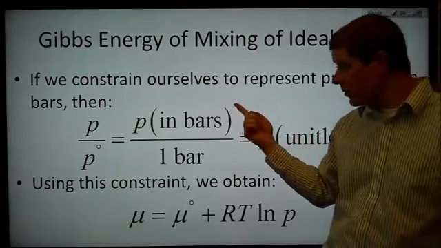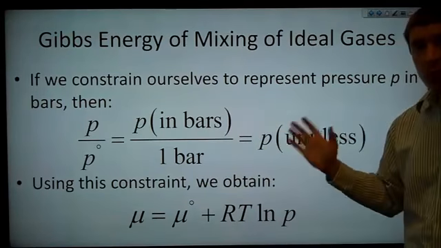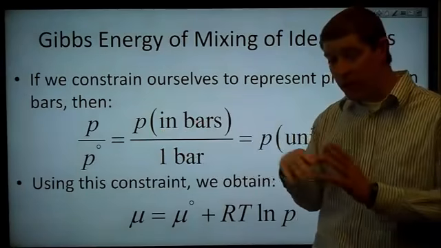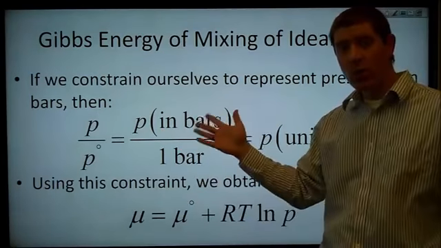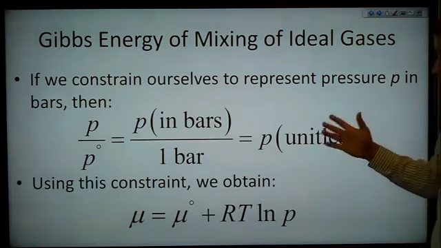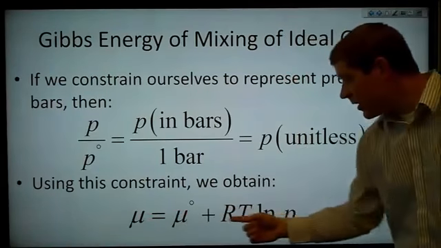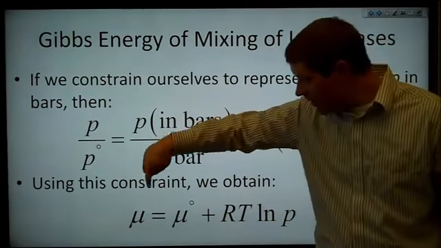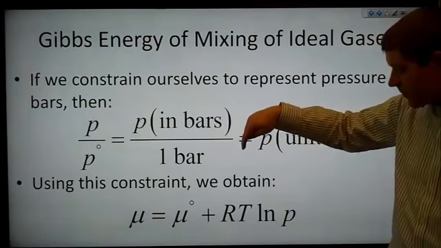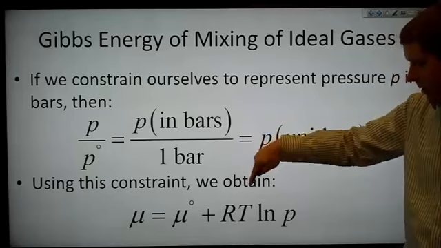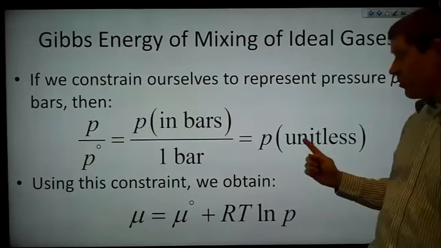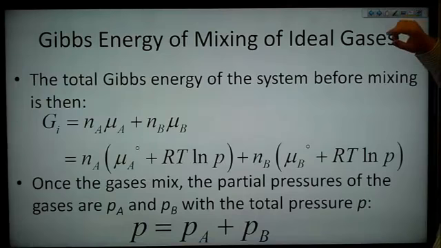So basically what we're doing here is eliminating the units, but constraining ourselves to listing our pressure in bars in any calculations that we have. Using this constraint, we can simplify our equation from the last slide to the chemical potential mu is equal to the standard chemical potential at 1 bar plus RT times the natural log of our pressure. And again, that's the pressure in bar.